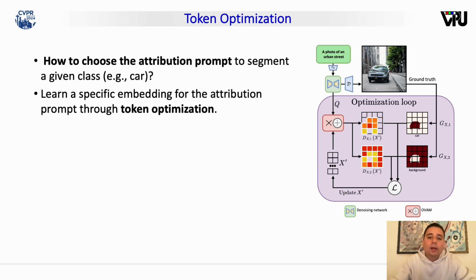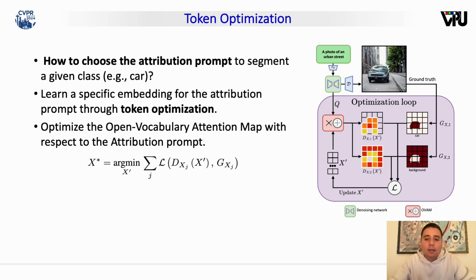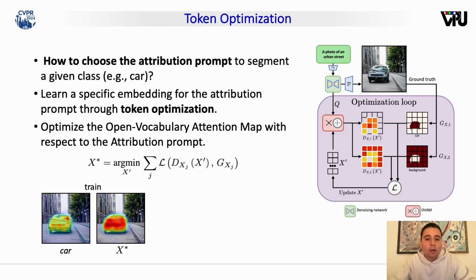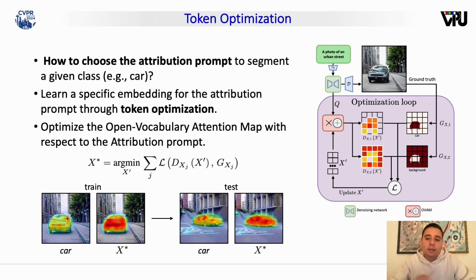We propose to learn a specific embedding for each class in a semantic segmentation task through token optimization. For doing this, we optimize the open vocabulary attention maps with respect to the attribution prompt, using a semantic segmentation loss for the optimization. Doing this, we found that this lightweight process, which can be used with just a single annotated image, generates tokens that transfer this information and provide attentions for segmenting other images.